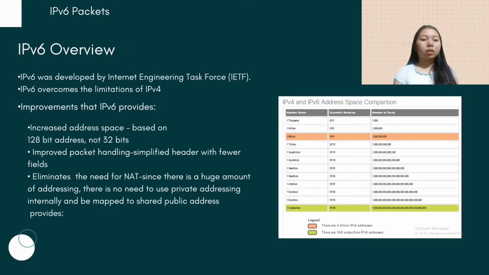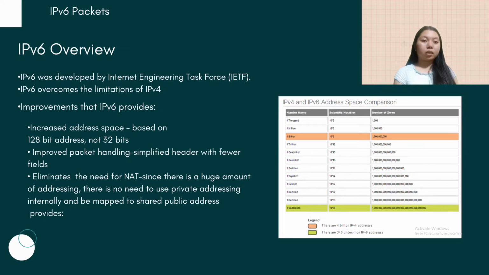Improvements that IPv6 provides. Increased address space, based on a 128-bit address, not 32 bits. Improved packet handling: it simplified the header with fewer fields. It eliminates the need for NAT. Since there is a huge amount of addressing, there is no need to use private addressing internally and be mapped to a shared public address.